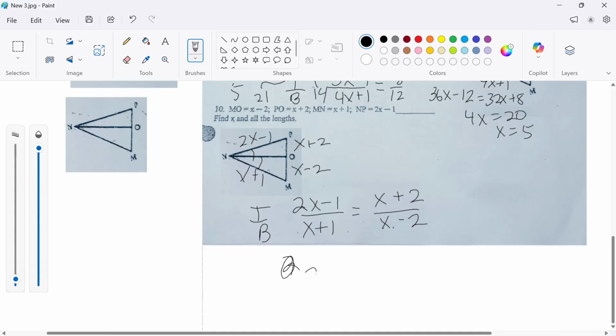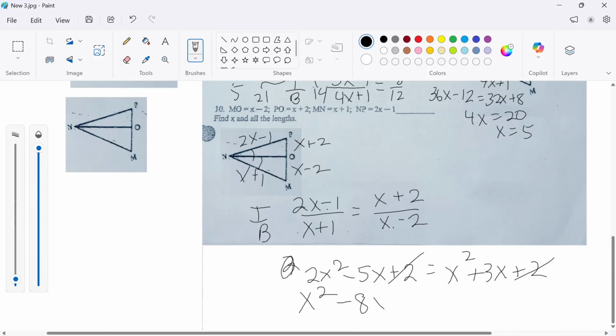2x times x is 2x squared. Minus x minus 4x is minus 5x. Minus 1 times minus 2 is plus 2. Equals x plus 1 times x minus 2. I'm FOILing. It's x squared plus x plus 2x is plus 3x plus 2. Now notice I'll subtract 2 from both sides. The 2's go away. I will subtract x squared from both sides. I get x squared. Subtract 3x from both sides.